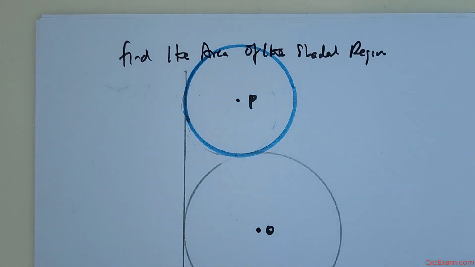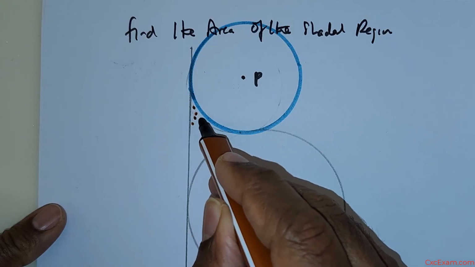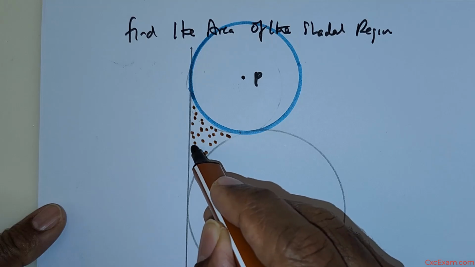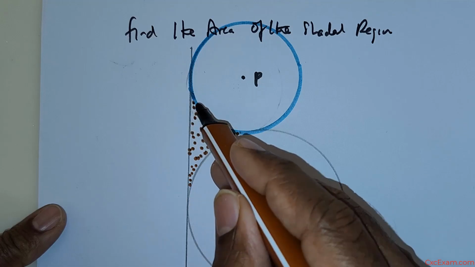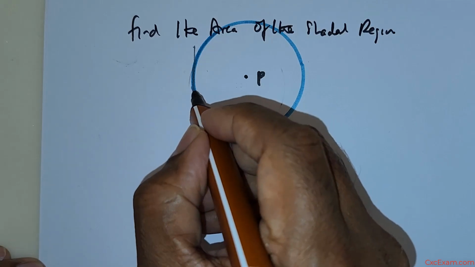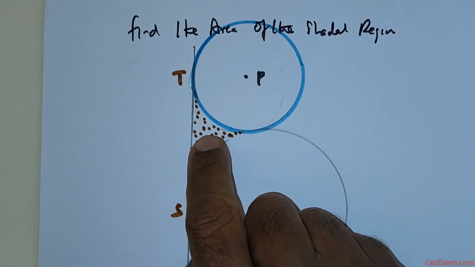Now what is actually required here in this question? The question wants us to find the area of this shaded region. So this is required in this question, right? And you have this tangent also going. So I will take this point of tangency as T and point of tangency here as some S. Now what we have to do is evaluate that. In other words, find this region.